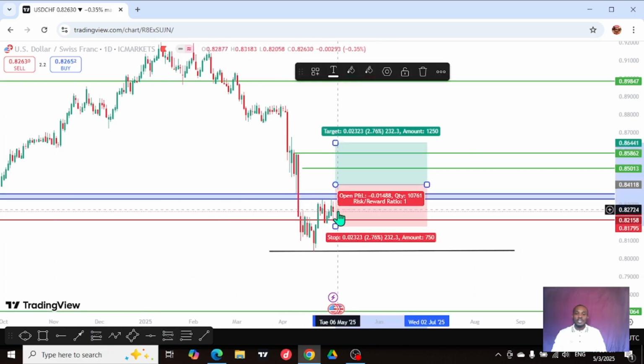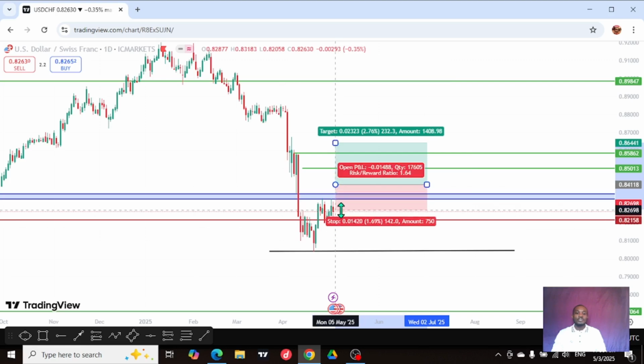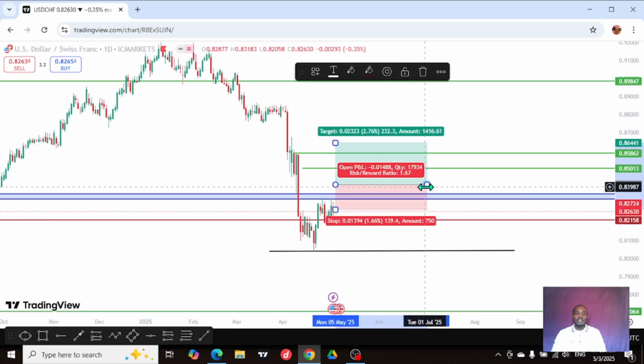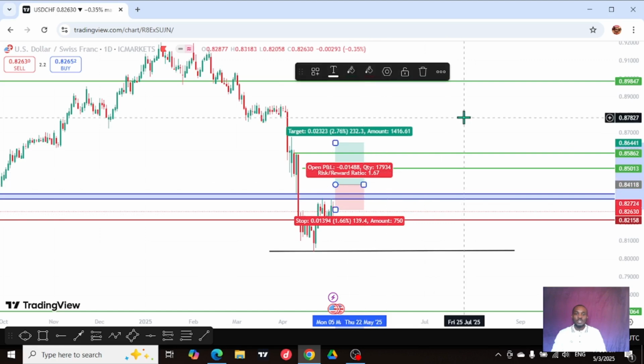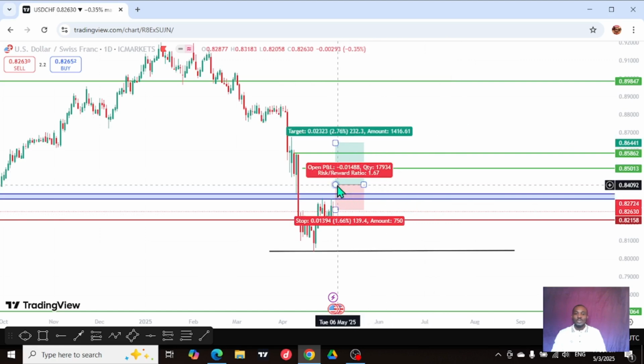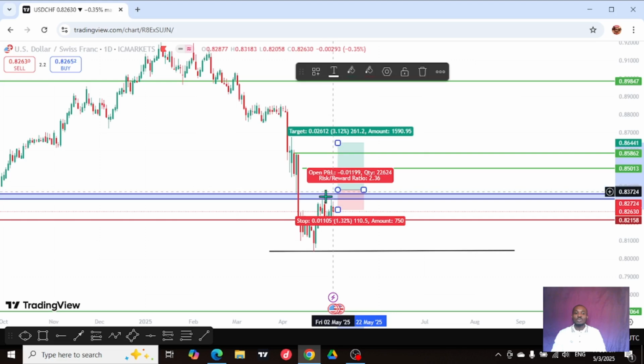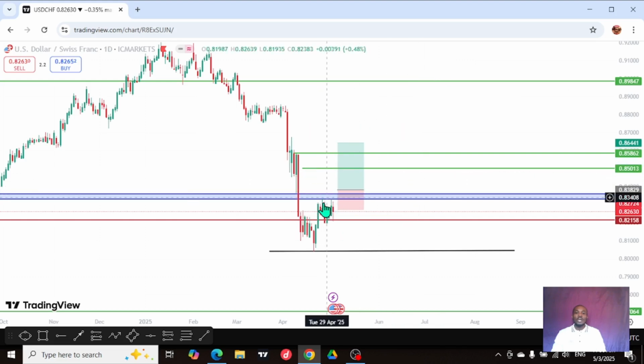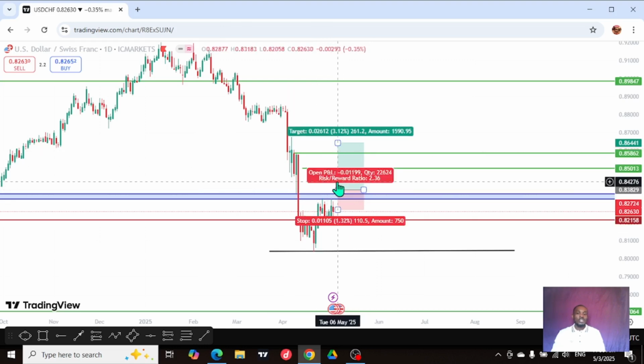This is my first bias, merely looking, understanding what analysts are saying. This is my first bias, which is this. I want to enter once I see a 4-hour candle close above this support. Mind you, this support was broken and now is making a retest. So if I see a 4-hour candle close above it, that is telling me that this projection by analysts is going to hold. This is the first entry, and this is 2.36 RRR.